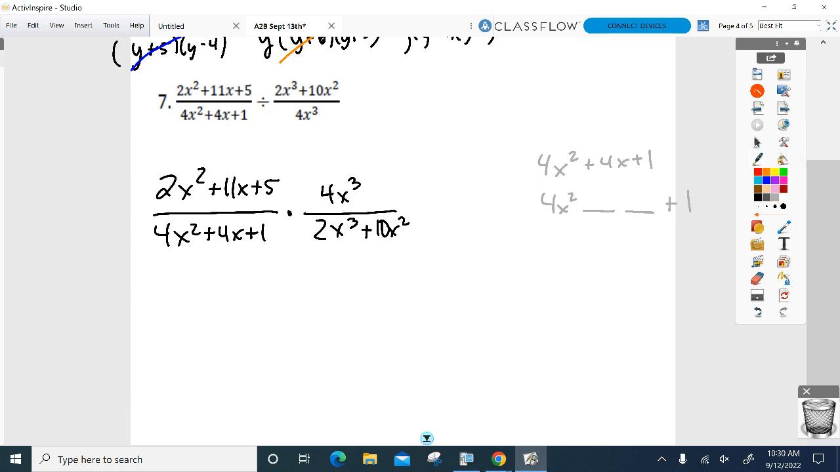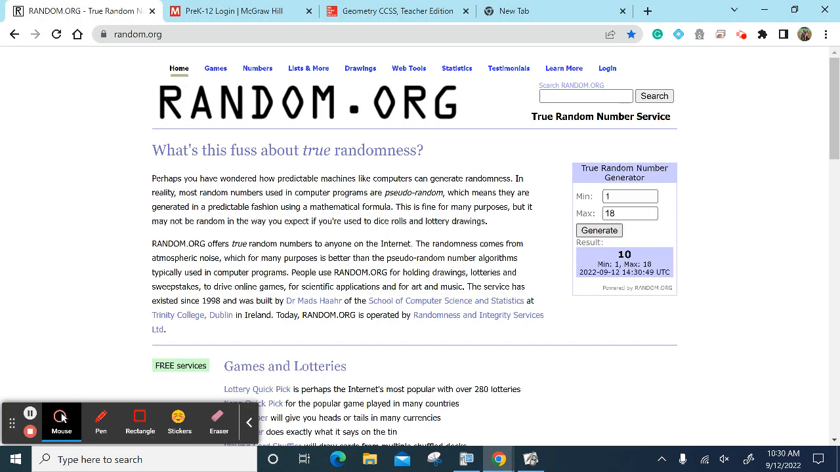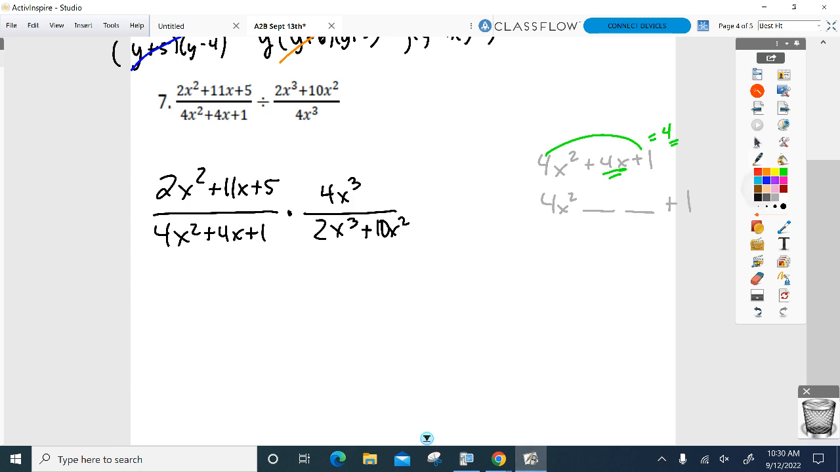Hold on. How do we start grouping? First step to grouping. Multiply the A and C terms. What do you get? 4. Good job. So that's the first step. Now, in these 2 blanks, I'm going to find 2 numbers that multiply to 4, but also give me 4x in the middle. Got anything off the top of your head? 2 and 2. Yep. 2x, 2x.